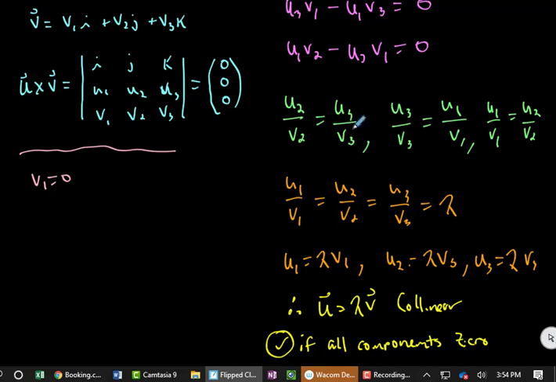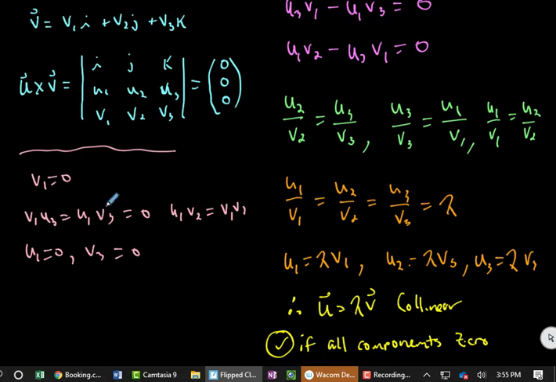If v sub 1 is 0, then if I take this one right here, v1 u3 is equal to u1 v3, then this is equal to 0, and I know that u sub 1 is equal to 0 and that v sub 3 is equal to 0. And then if v sub 1 is 0, here's my other one: I know that u sub 1 v sub 2 is equal to v1 u2.